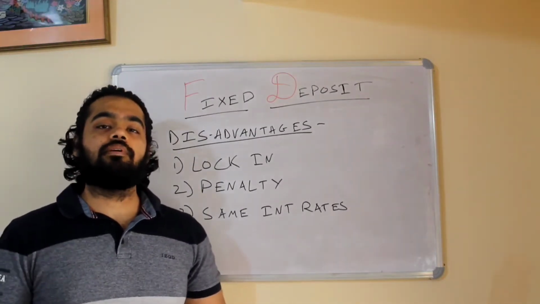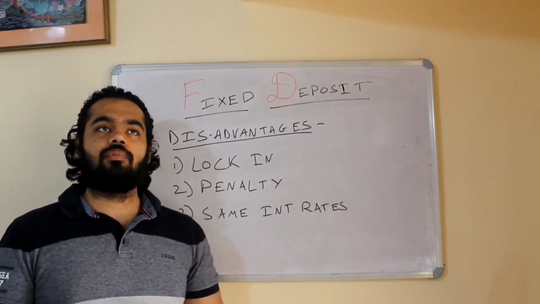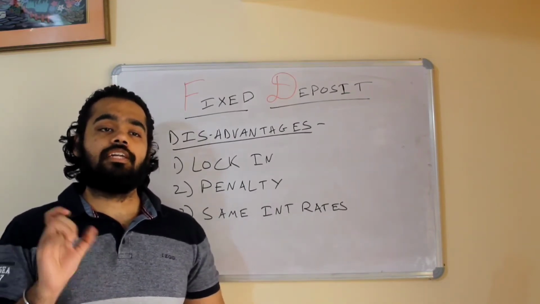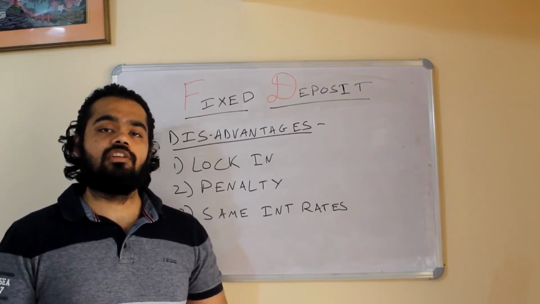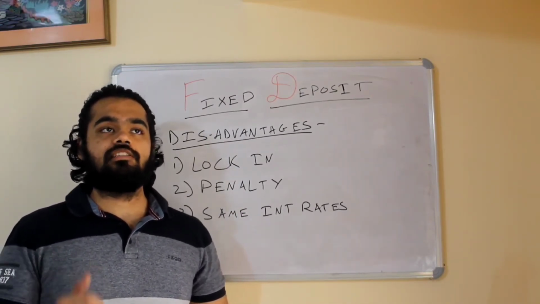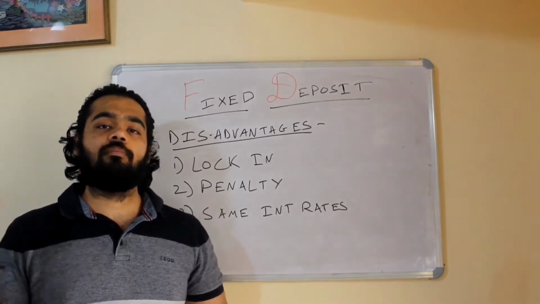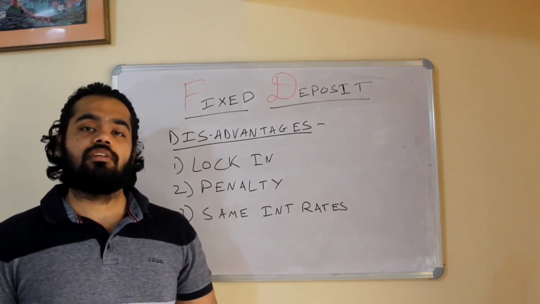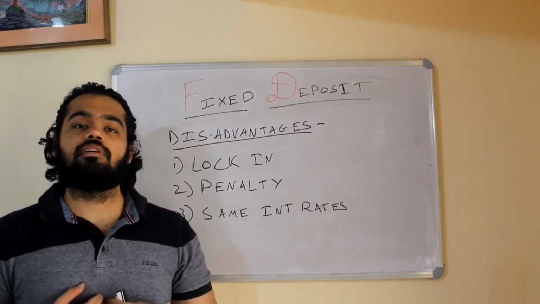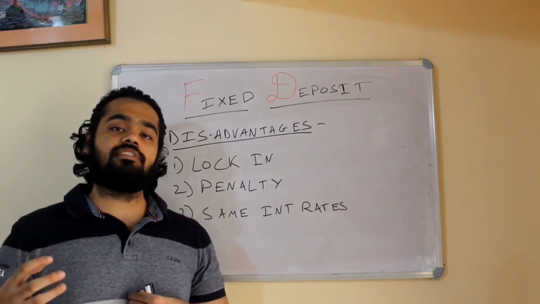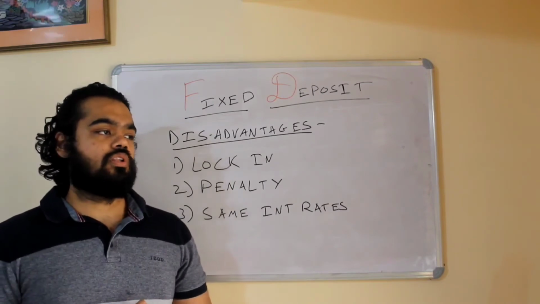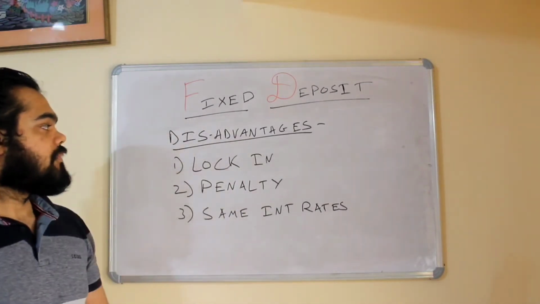The third one is the same interest rates. Let's take an example that you invested at 7% today for a 5 year tenure. So that 7% interest rate would be fixed for all the 5 years of the FD. Let's say after 2 years, the FD offered by the bank is at 8%, then you have an opportunity loss of 1% because you will be getting 7% as compared to a person who is investing on that date in a new FD. So that is one of the disadvantages in FD.